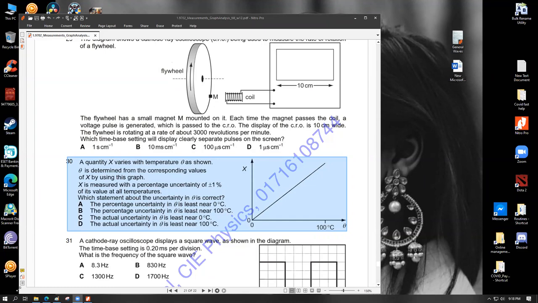A would not be true. Let me help you with this one. It says X is measured with a percentage uncertainty of plus or minus 1%. That is a factual uncertainty, which should be true everywhere. So the percentage uncertainty is plus or minus 1%, whether the temperature is big or small. This 1% will affect the absolute uncertainty.